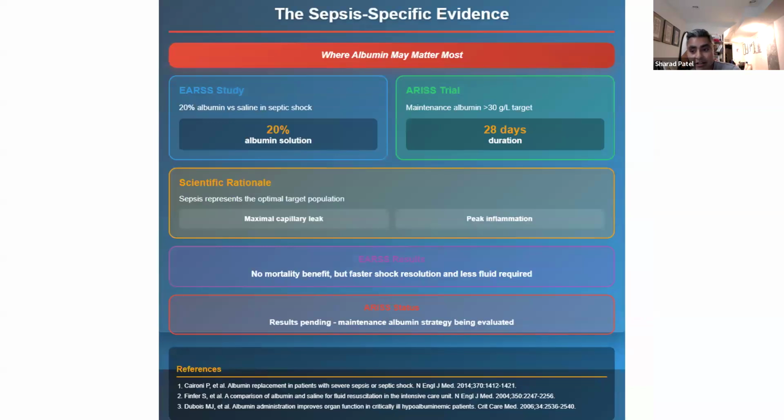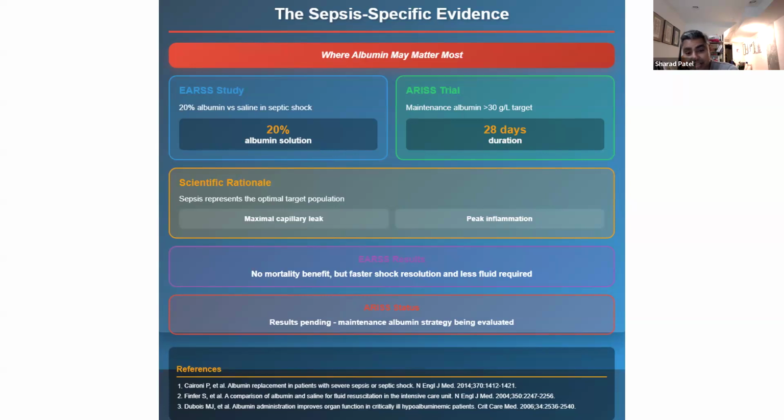So where albumin may matter the most. There's a couple of trials. One's done, one is not yet. So there's the EARS trial, the EARS study. They looked at 20% albumin versus saline in septic shock. The results are still preliminary analysis, but the preliminary analysis for the EARS results shows there's no mortality benefit, but there is faster shock resolution and less fluid required.